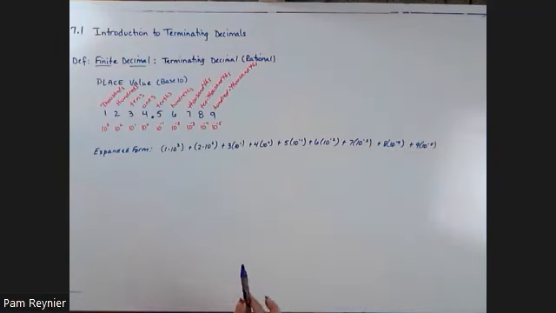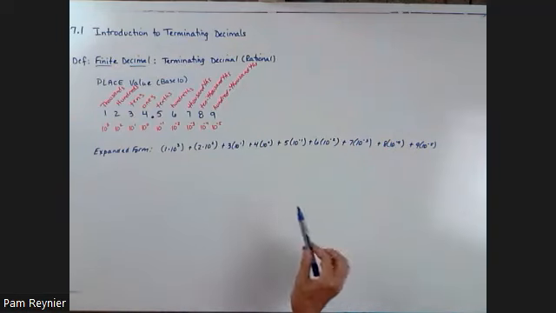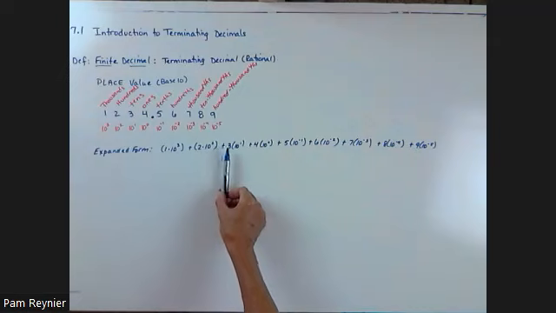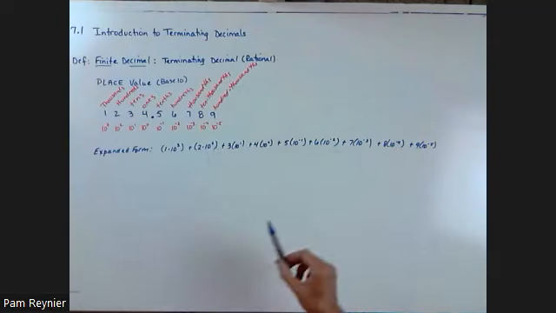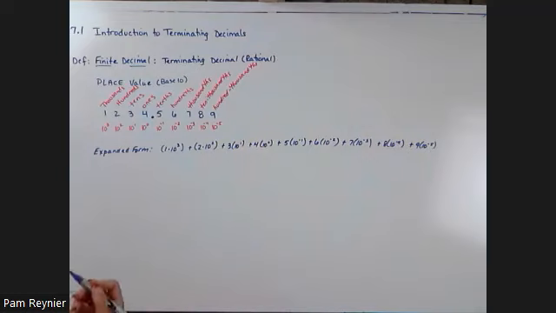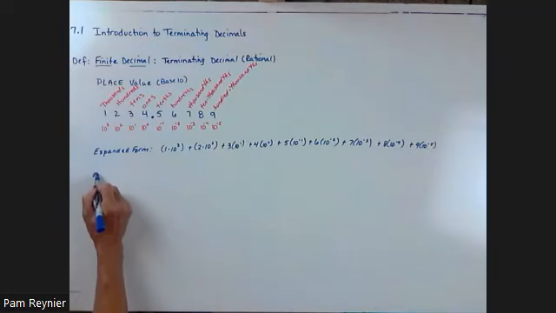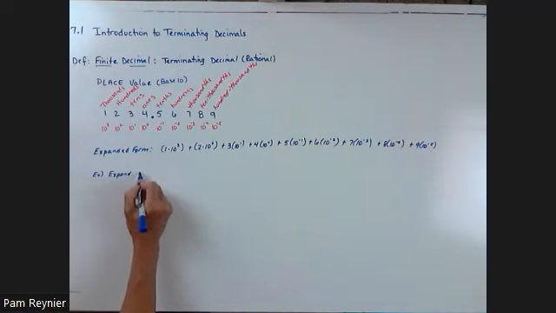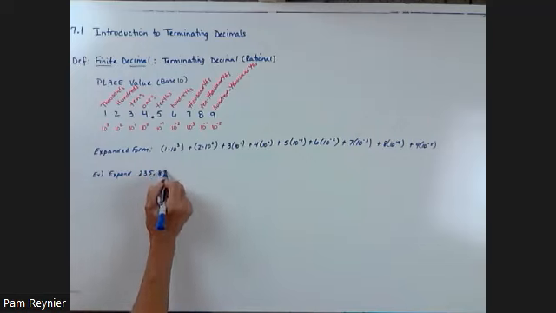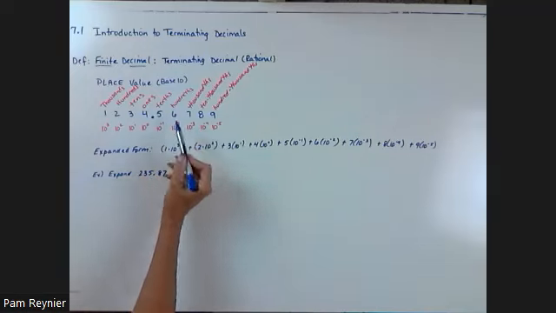Remembering, of course, that decimals will always be base 10. You make sure you have a term using every one of the powers of 10. And if we're missing a term, we insert a 0. So let's say, for example, I would like you to expand 235 and 87 hundredths.